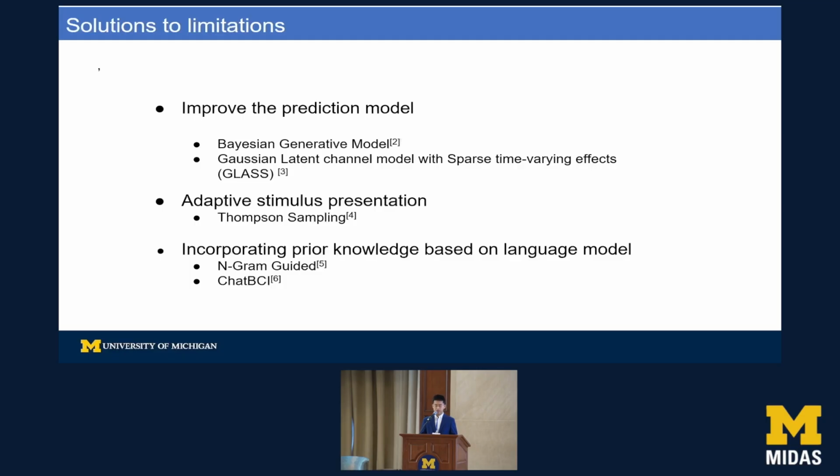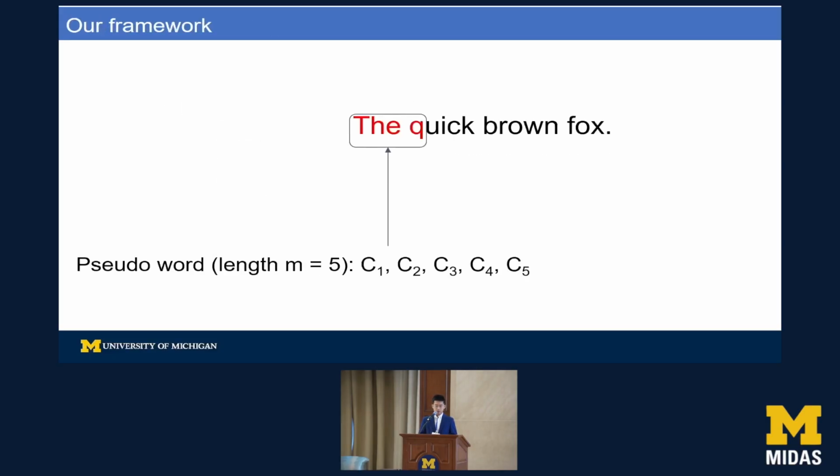And with that said, we need a probabilistic framework to incorporate large language models. So we can incorporate prior knowledge as probabilities, so we can quantify them. That leads to our framework. So this is the basic structure of our framework.